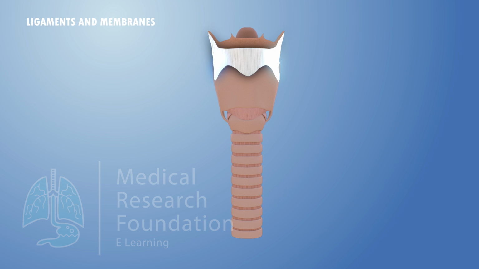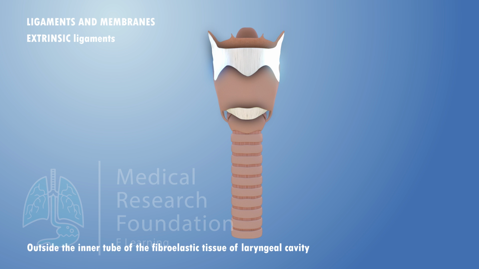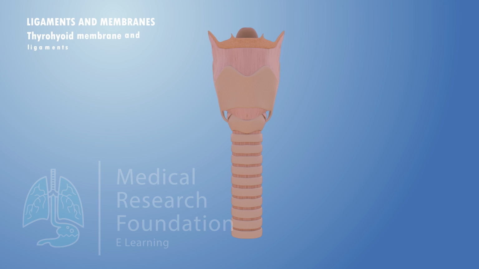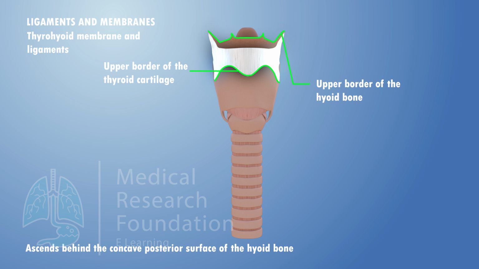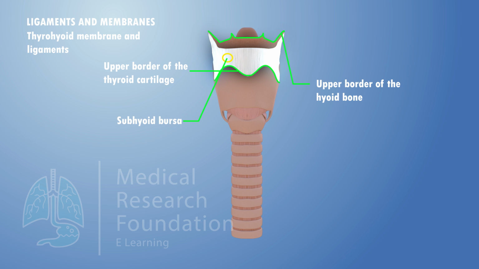Ligaments and membranes. Extrinsic ligaments and membranes are outside the inner tube of fibroelastic tissue of the laryngeal cavity. Thyrohyoid membrane and ligaments. The thyrohyoid membrane extends from the upper border of the thyroid cartilage to the upper border of the hyoid bone. It ascends behind the concave posterior surface of the hyoid bone. Between the posterior aspect of the hyoid and the membrane lies the subhyoid bursa.